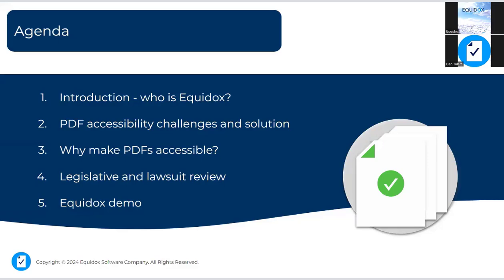Just a quick rundown of the agenda. First, we're just going to briefly talk about who Equidox is, who we are, and what we do. We're also going to talk about PDF accessibility challenges and our solution to that challenge. Also, we're going to be discussing why we need to make PDFs accessible. We're going to be talking a bit about the legislative and lawsuit side of things as well. And we will spend a good chunk of time doing an Equidox demo. So anyone who hasn't seen our Equidox software before, we'll give you a rundown of how that works and how it might apply to your PDFs and your documents and your accessibility challenges.